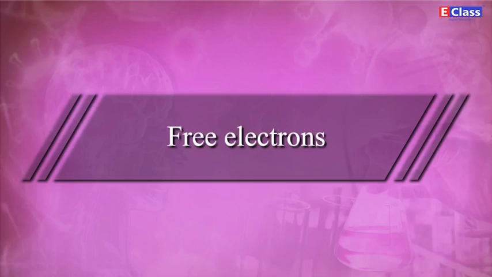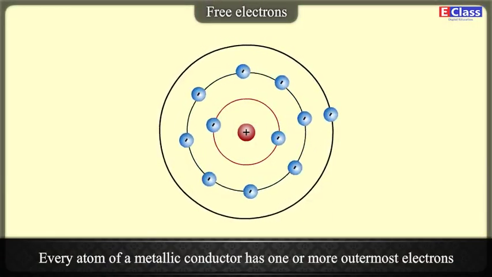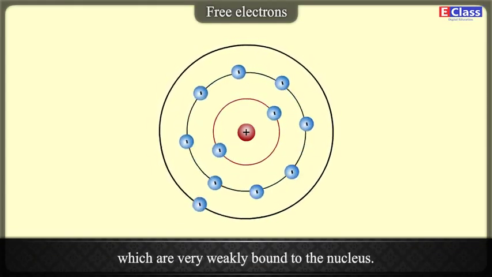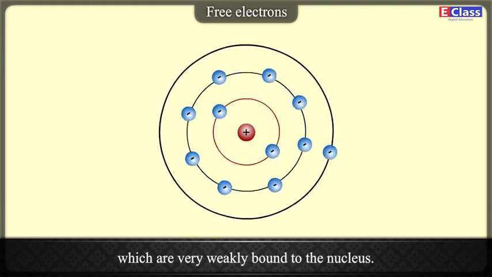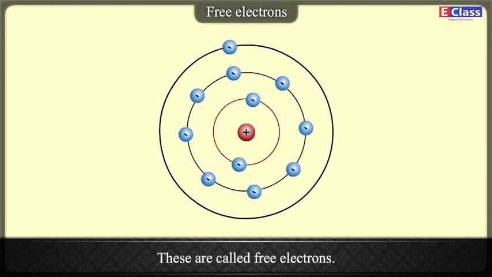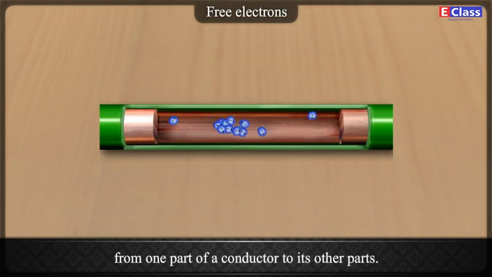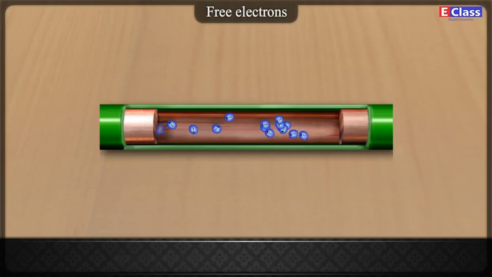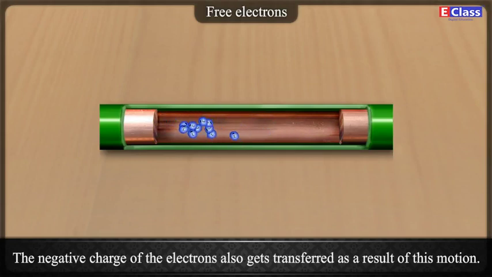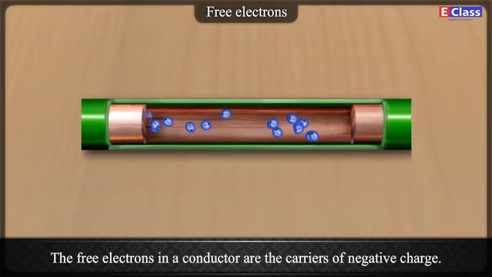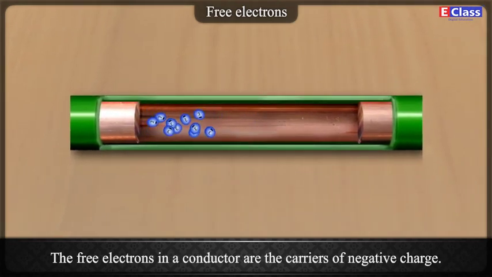Free electrons. Every atom of a metallic conductor has one or more outermost electrons which are very weakly bound to the nucleus. These are called free electrons. As shown in figure, these electrons can easily move from one part of a conductor to its other parts. The negative charge of the electrons also gets transferred as a result of this motion. The free electrons in a conductor are the carriers of negative charge.